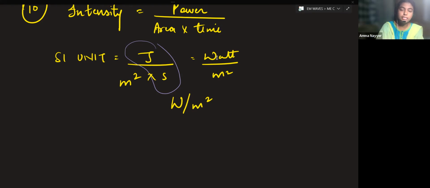Before I start with that, see class, this chapter is mainly divided into 3 parts. One part is this, properties of EM waves. So this major part was completed in the last class, and in today's class, we'll do the numericals that will complete this topic. And so that was 1/3.